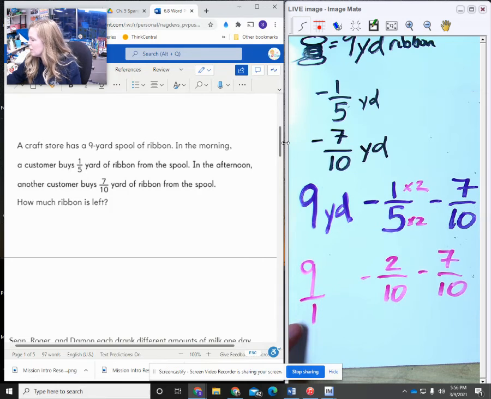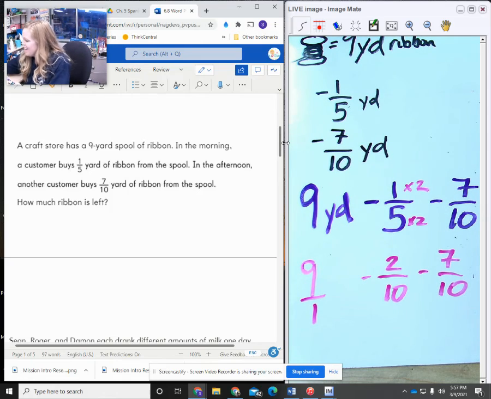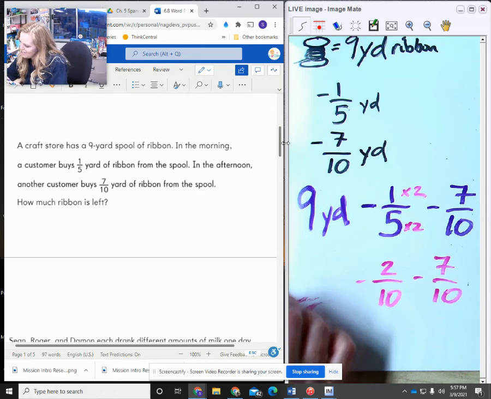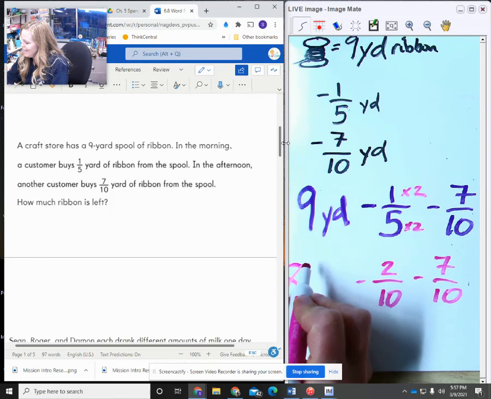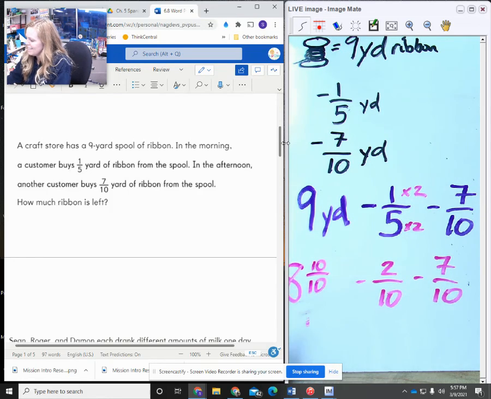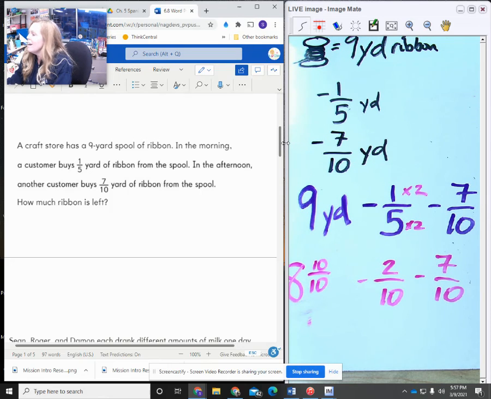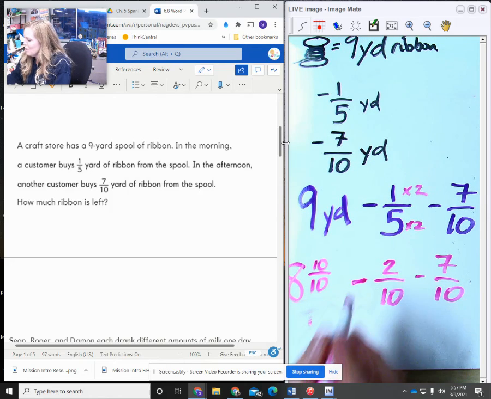Because this will work, my friends. But Gemma, what if I borrow 1 from here? Instead of 9 yards, isn't 9 yards the same as 8 yards and 10/10? Is that the same, Gemma? Yeah. Aha. Now can I do the subtraction? Yes.